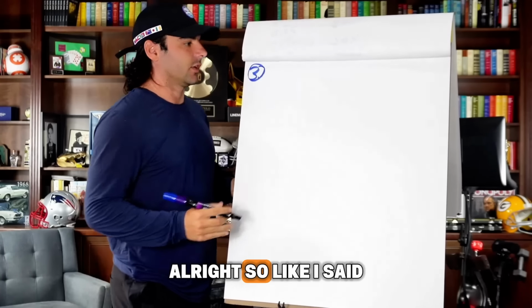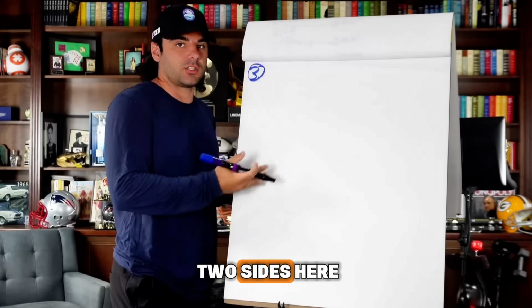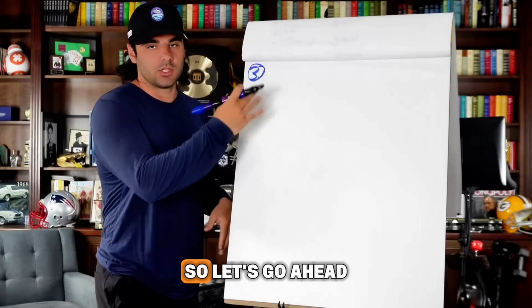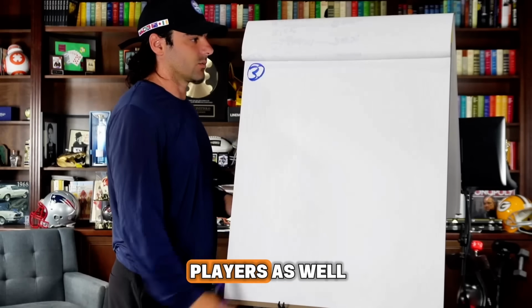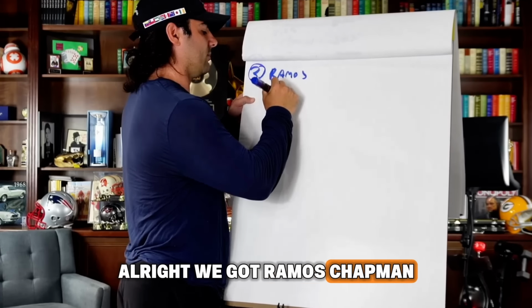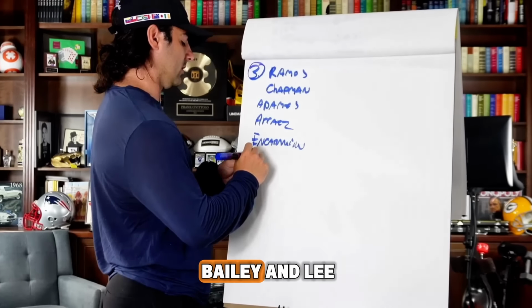All right, so like I said, we can actually make 2 sides here because these pitchers are going against each other. So let's go ahead and write down the other side of the players as well. All right, we got Ramos, Chapman, Adames, Herrera, Bailey, and Lee.